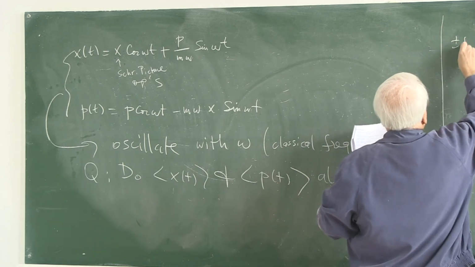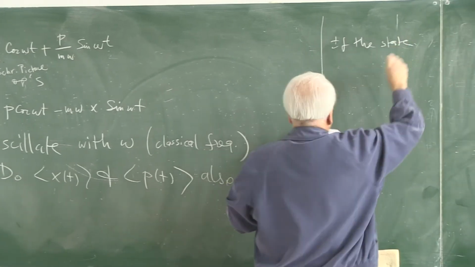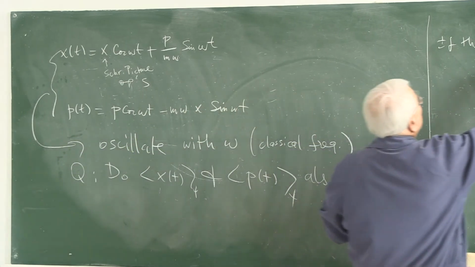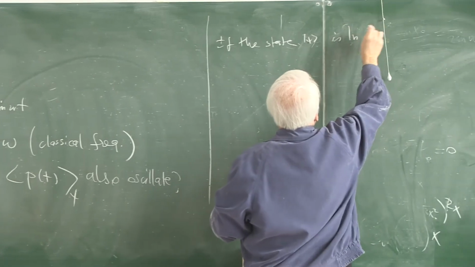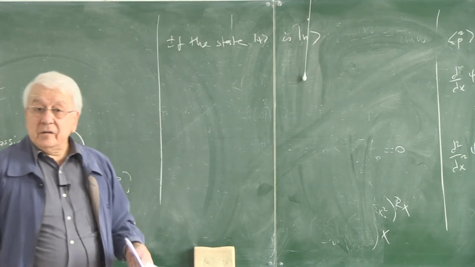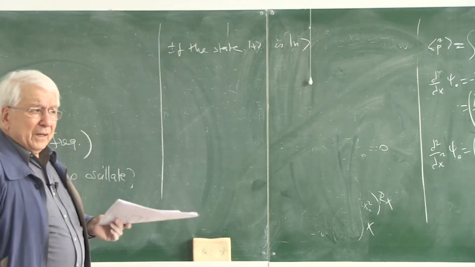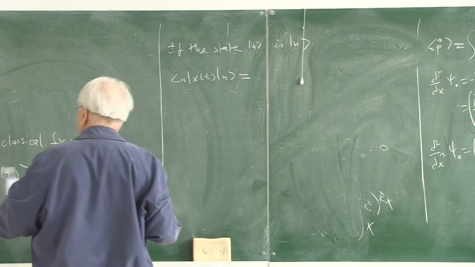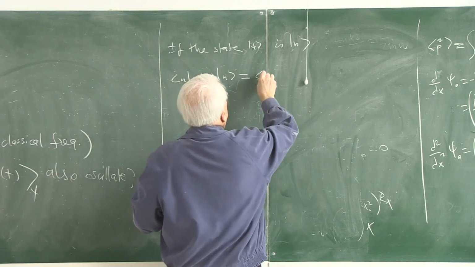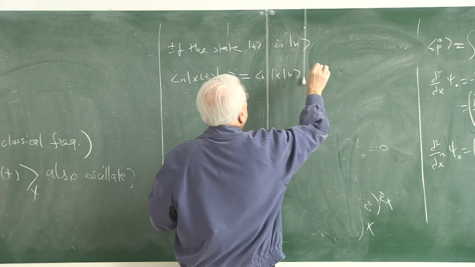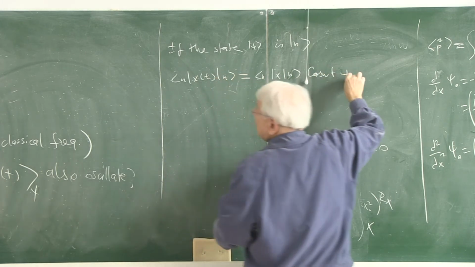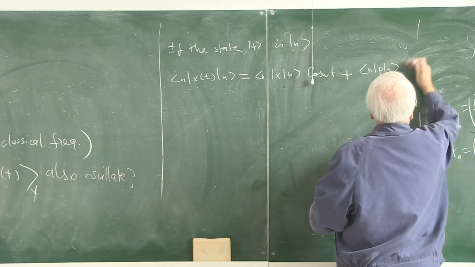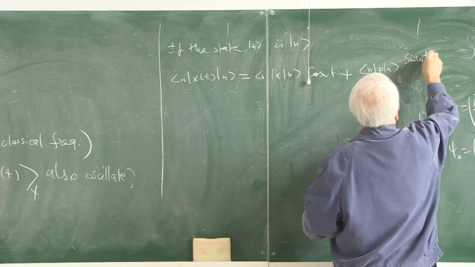If the state, whatever the state, psi, is n, for instance, an energy eigenstate, what do you get? What we get is the expectation value <n|x(t)|n>, which is <n|x|n> cosine omega t plus <n|p|n> sine omega t divided by m omega.